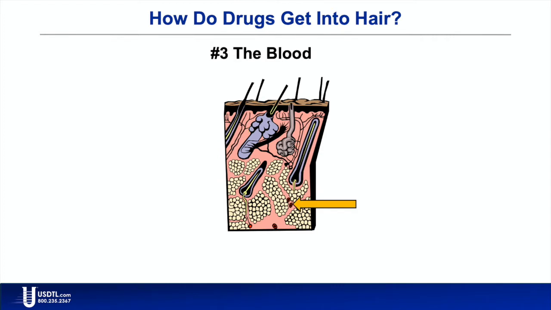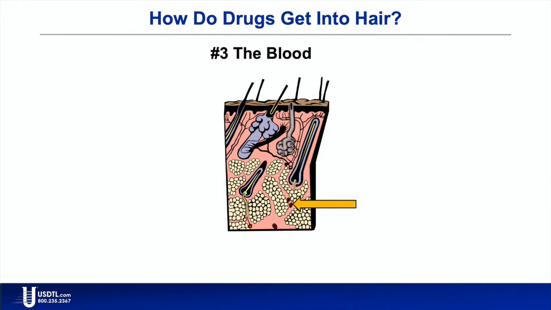Route number 3, and this is what most people think about with a hair test. The blood traveling through the root deposits drug and drug metabolite and incorporates itself into the forming hair. And once it emerges past the scalp line, which takes about 2 weeks, it is available to be harvested and analyzed at that point.